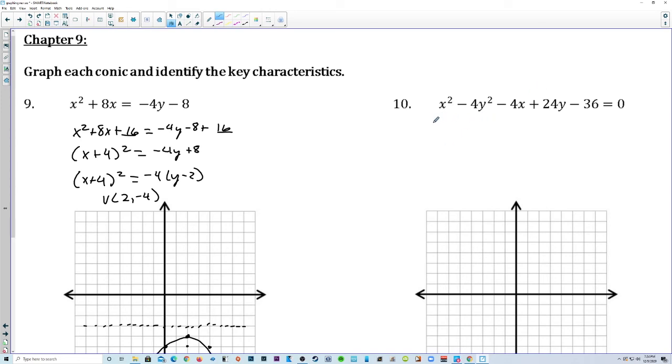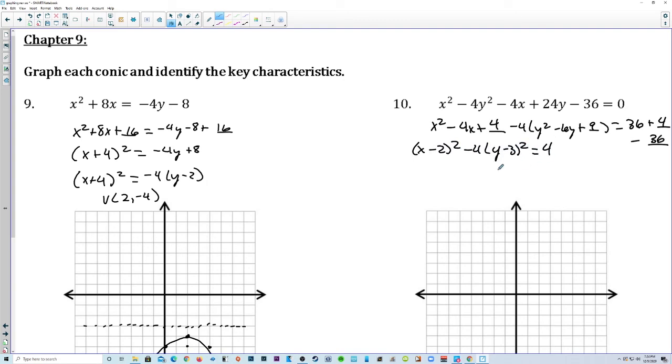Here we have a hyperbola. We have x squared minus 4x plus something, minus 4 times y squared minus 6y plus something. It's equal to 36 plus something minus something. So that's going to be 4, so we're adding 4. This is going to be 9, so that's going to be minus 36. X minus 2 squared minus 4 times y minus 3 squared is equal to 4.